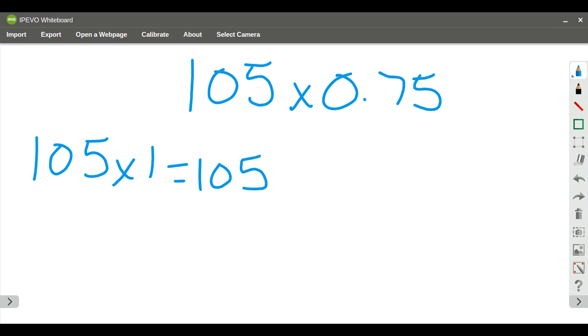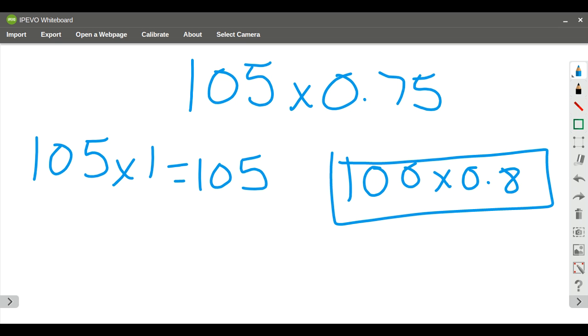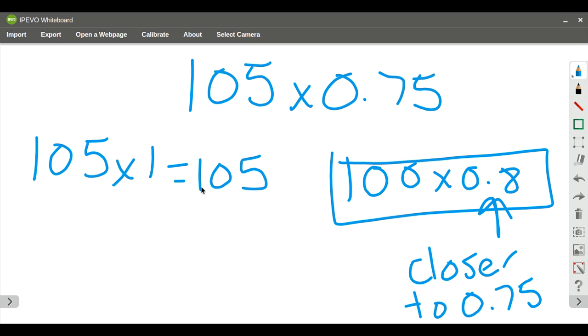Well, we already talked about that. I don't think this is a very good reasonable estimate because this was a big amount that I had to round by. 25 hundredths is a big amount in terms of the world of decimals. In fact, if I were to take 100 and multiply that by 8/10, the amount that I rounded 100 down by is going to be a lot less than what I rounded 75 hundredths by to get to 1. So this value right here is going to be closer because 8/10 is closer to 75 hundredths. So it's going to give me my more exact answer.